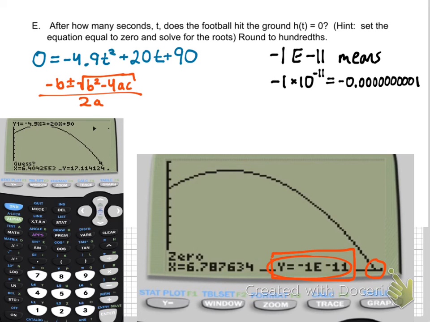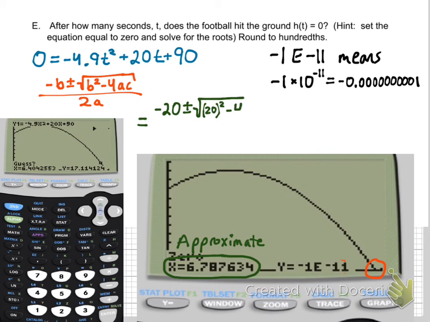And so I have to ask you, what value does the calculator really mean when it says times 10 to the negative 11th? It really means 0. And so this 0 here is an accurate enough 0. Now it's an approximate 0 because we obviously have to round that. And if we want to find the exact 0, we need to use the quadratic formula up here.